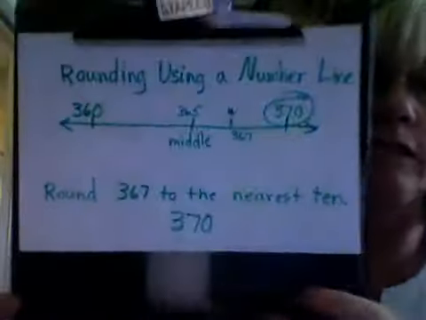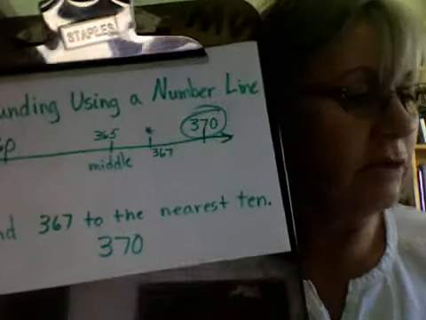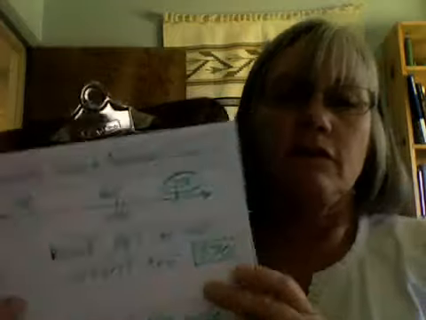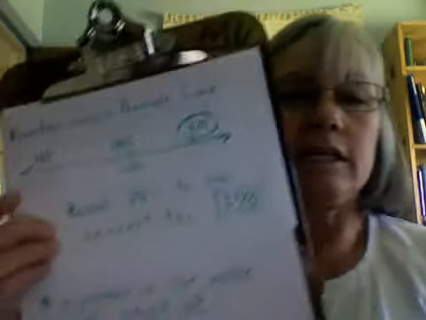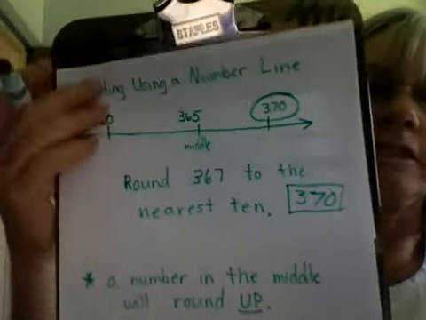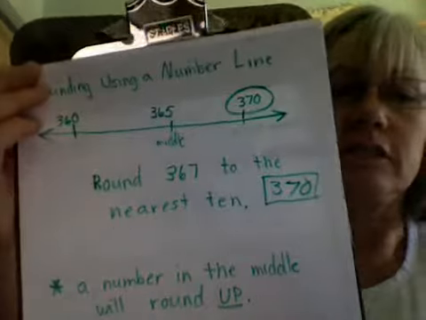And I've shown the correct answer right there. I'd like to show you also this explanation so that you know if your number ever lands exactly in the middle, you always will round up. This is another illustration of 370 rounded to the nearest 10.